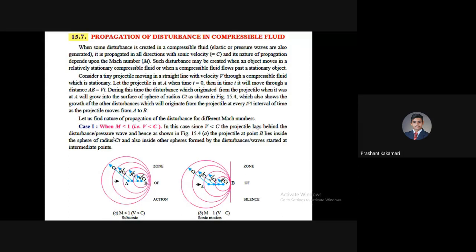The circle radius, or the sphere, that is C into delta T, where the disturbance is traveling in the atmosphere. This disturbance is always in 3 dimensions, so it is going to generate spheres. But to study on this screen, we have taken 2 dimensional diagrams.